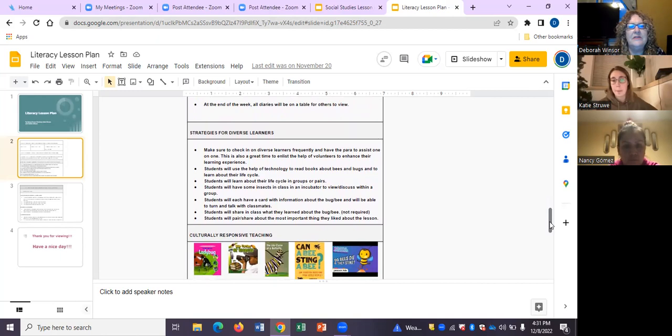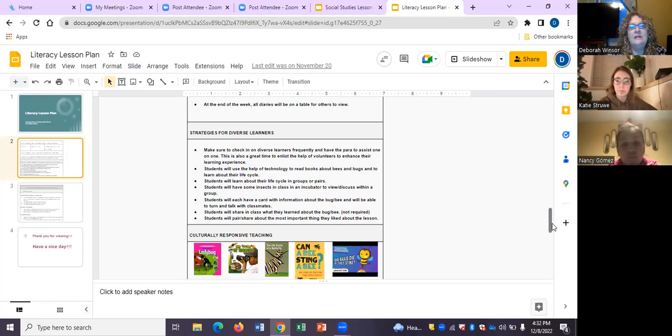Some of the strategies for diverse learners are to make sure to check in on diverse learners frequently and have the parent assist one-on-one. This is also a great time to enlist the help of volunteers to enhance their learning experience. Students will use the help of technology to read books about bees and bugs to learn about their life cycle. Students will learn about their life cycle in groups or pairs.